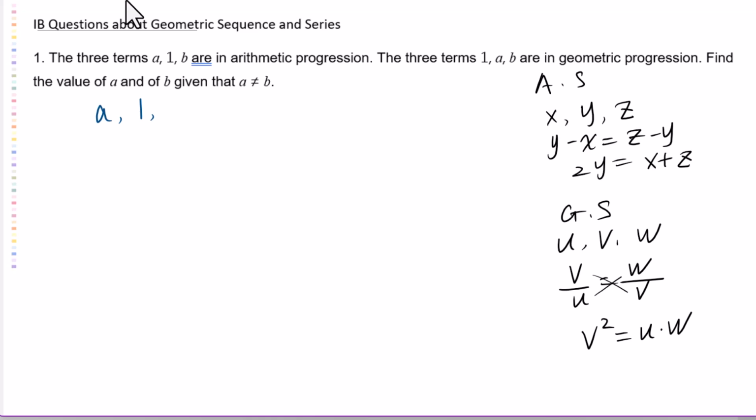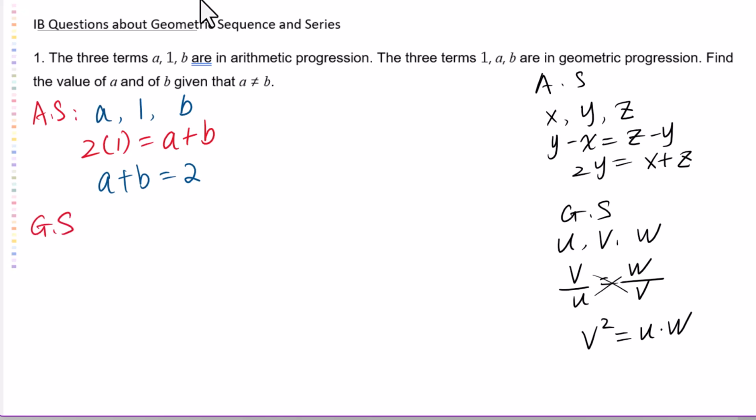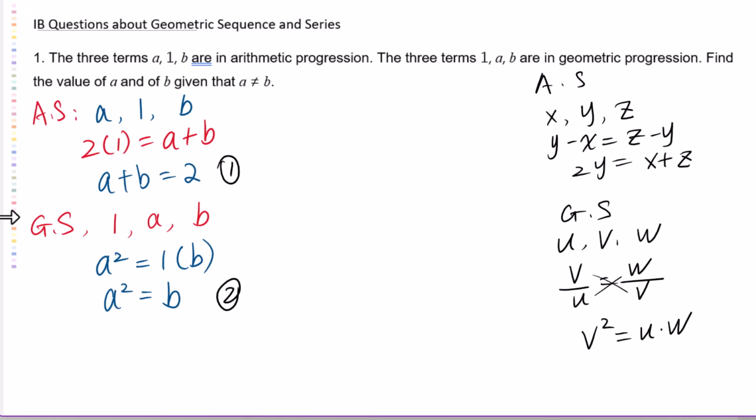A, 1, B. This is an arithmetic sequence. So we have 2 times 1 equals A plus B. Organize: A plus B equals 2. For geometric sequence 1, A, B, A squared equals 1 times B. So we got A squared equals B. We will solve the system of these two equations.